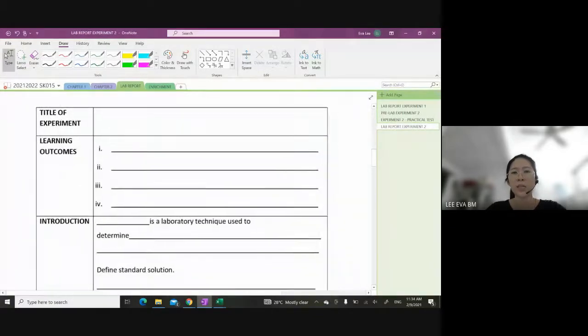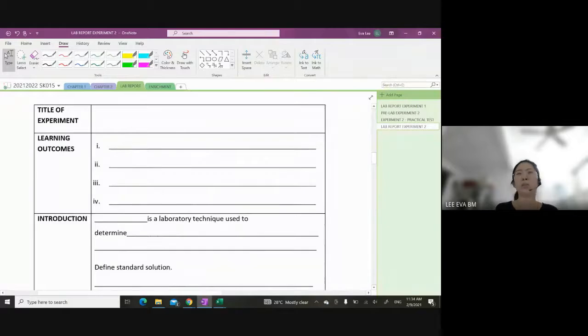So this is the format that you are going to use also for your practical test. The title, don't forget. Some people forgot to include the title in the Experiment 1 lab report. So don't forget this part. Normally, in your practical test also, it will give you 1 mark for the title. Just copying it gets 1 mark. For the learning outcome, you can get it from the lab manual, and that's 4 learning outcomes altogether.